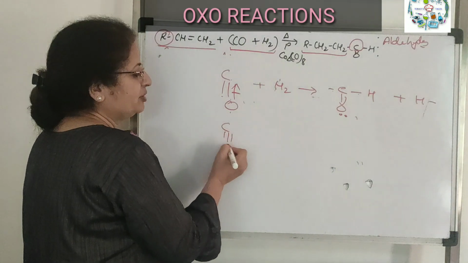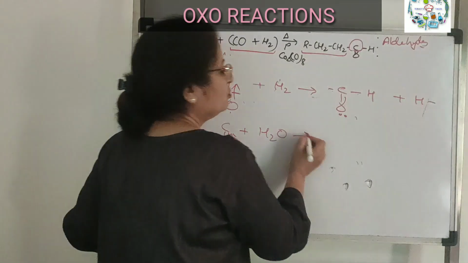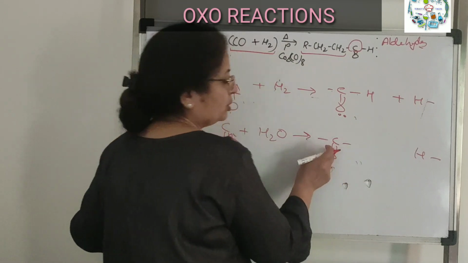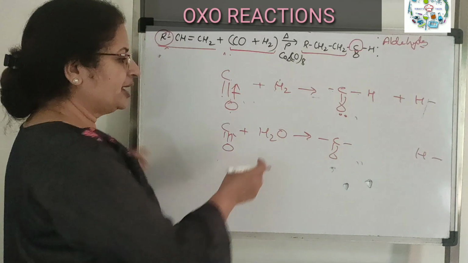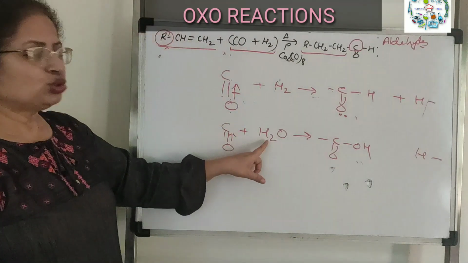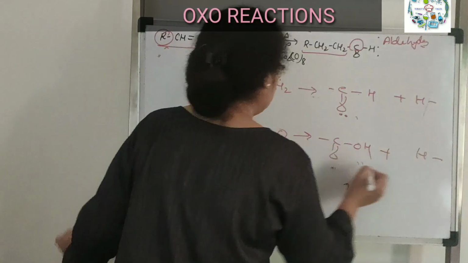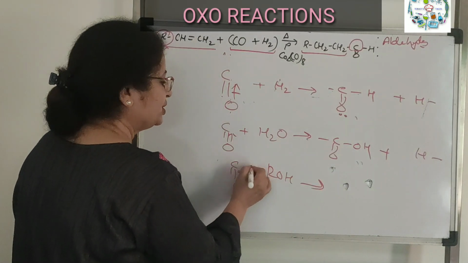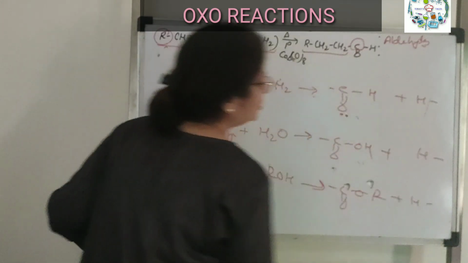And similarly, when we react carbon monoxide and H2O, what happens? One hydrogen radical will go out and CO, means this carbon, will again get two valencies free, and on the other valency it will get attached with OH, because H2O will have H and OH. And if we take ROH instead of water, what we get? We get this ester group and hydrogen.